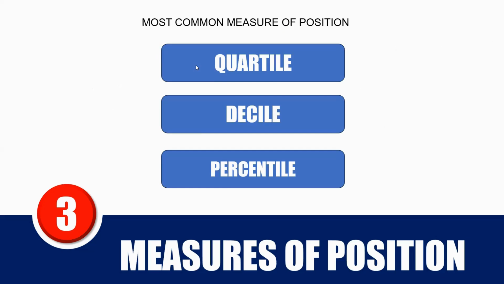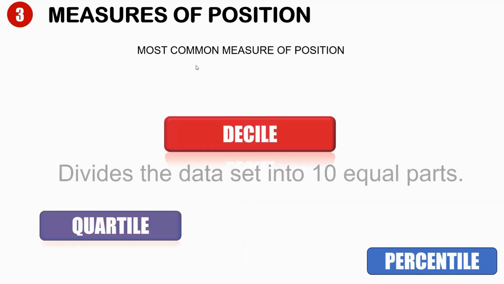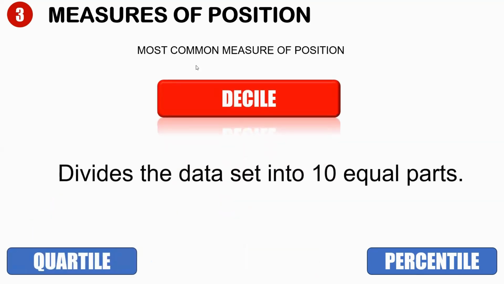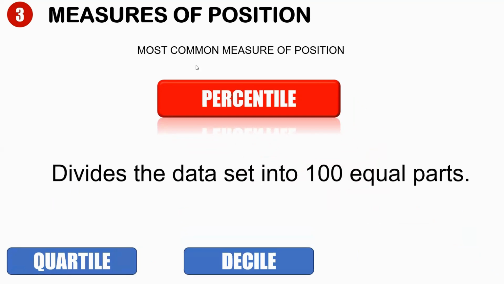Okay, so let's start with the quartile. In terms of quartile, our dataset is divided into 4 equal parts, while a decile divides the dataset into 10 equal parts. And in terms of percentile, we divide our dataset into 100 equal parts.